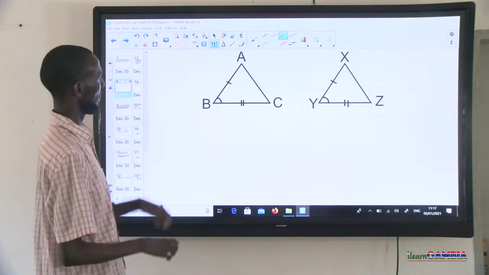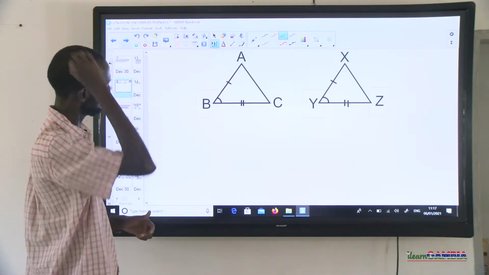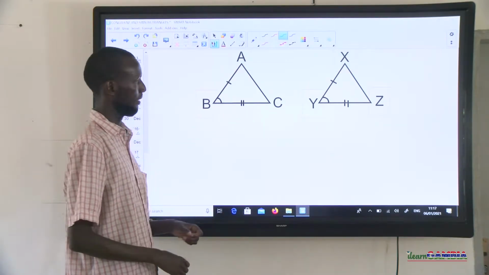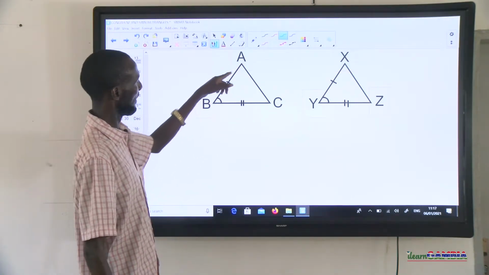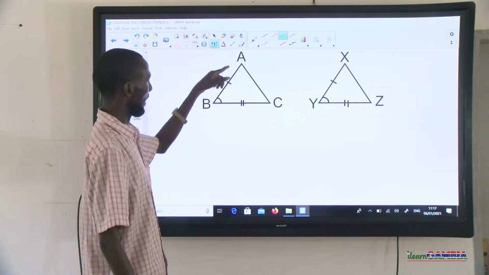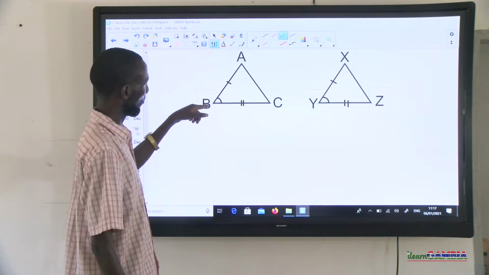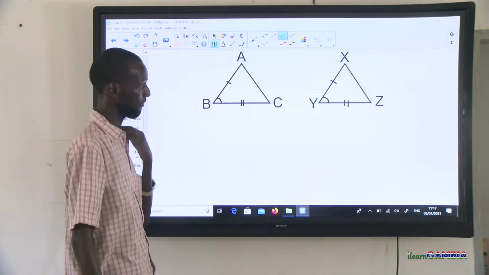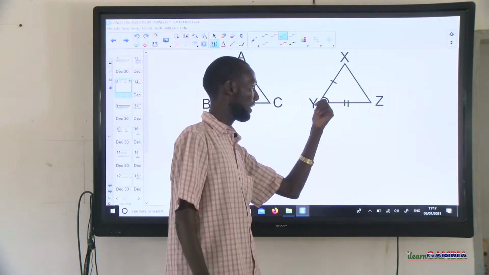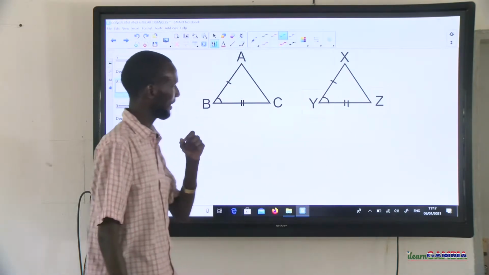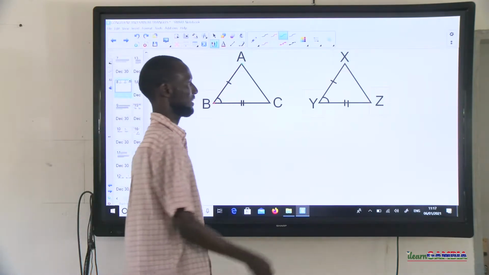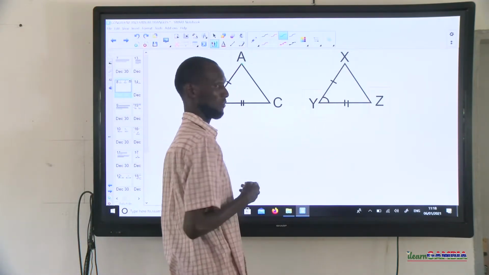Let's look at it on the diagram. Here you have, again, triangle ABC. Between side AB and side BC, there's an angle B there. And if you observe and look at the second triangle, which is triangle XYZ, with the angle at Y, you realize that side AB of triangle ABC is equal to side XY of triangle XYZ.